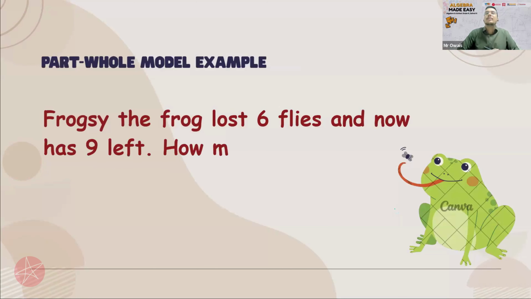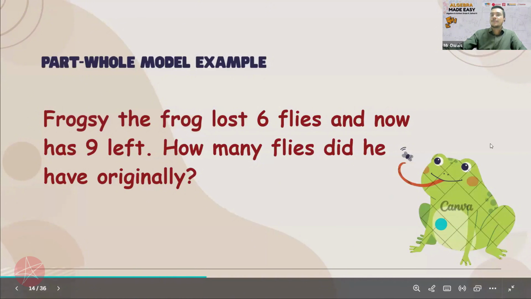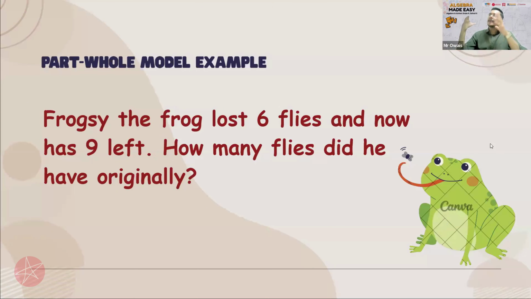Okay, so we have our first example for this kind of drawing, which is this one. I'm going to read it for you guys here. We've got Frogsy the frog who lost 6 flies. So he had some flies at the start, and then he lost 6 flies. Once he lost 6 flies, he now has 9 flies left. So the question is asking us, how many flies did he have originally, or how many did he have at the start? I want you guys to think about this.